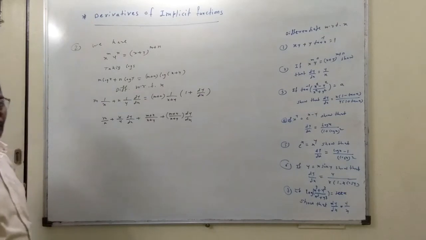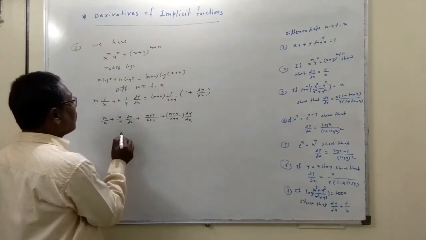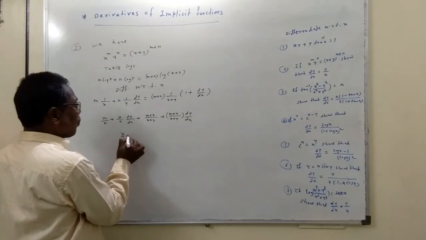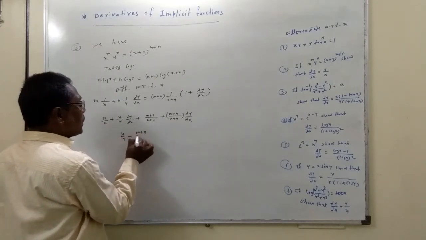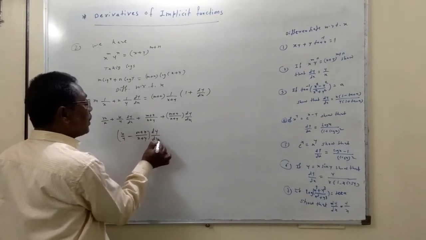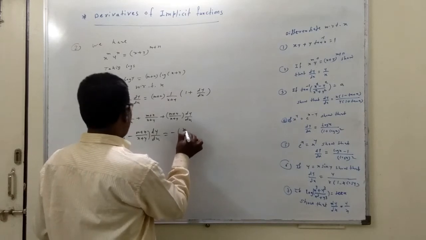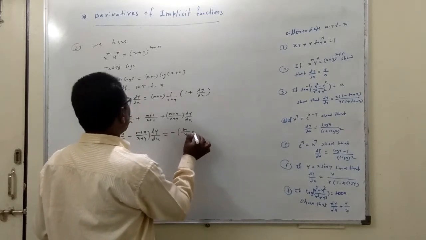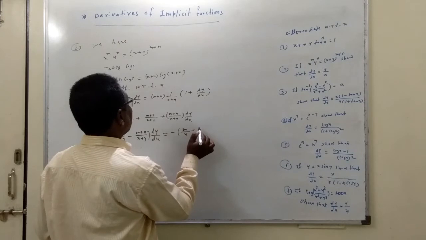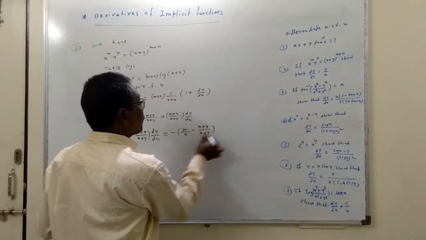Now our requirement, we want to find dy by dx. So we'll take dy by dx terms on the left side. So n upon y minus (m plus n) divided by (x plus y), into dy by dx, is equal to minus m upon x and minus (m plus n) divided by (x plus y).